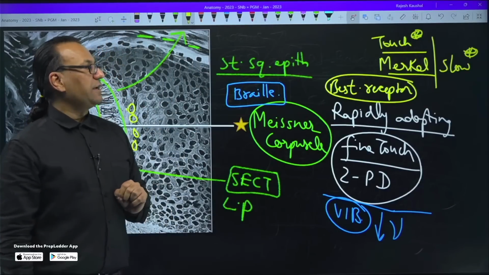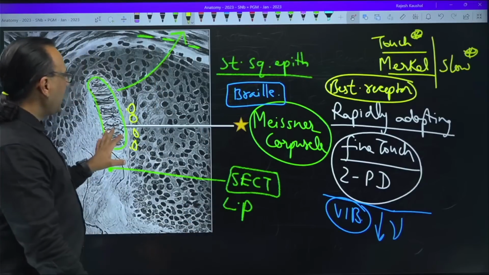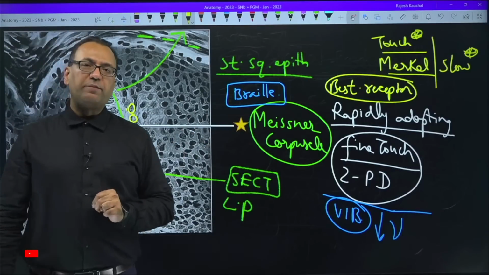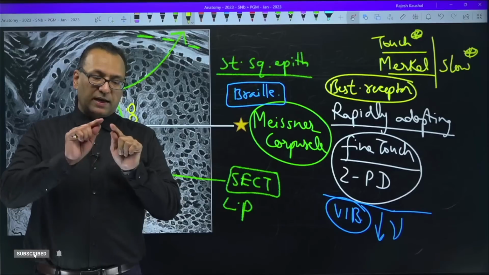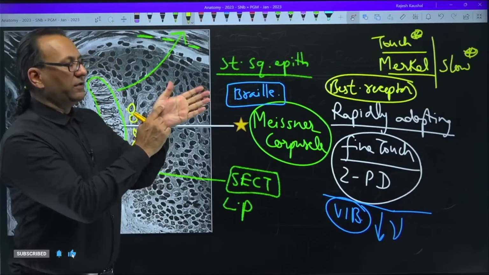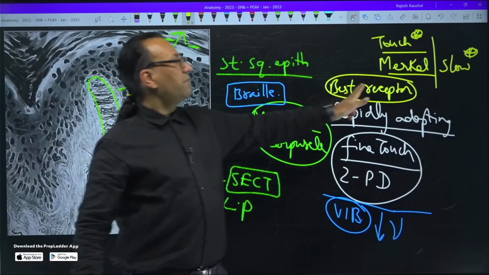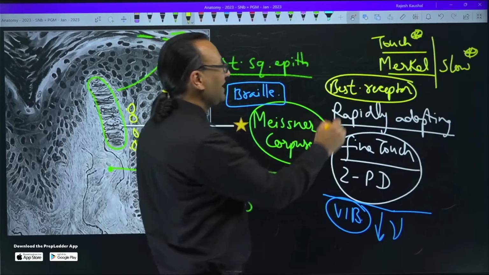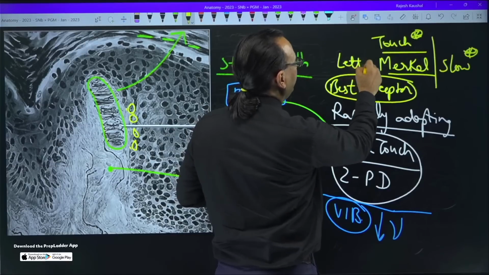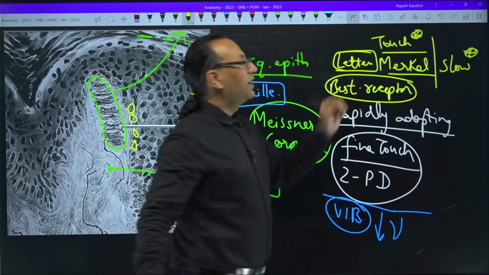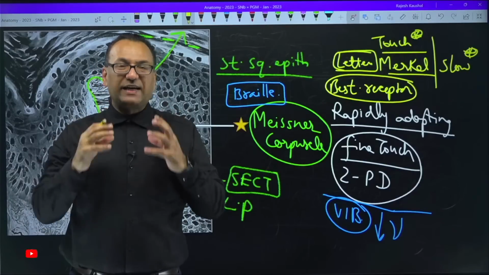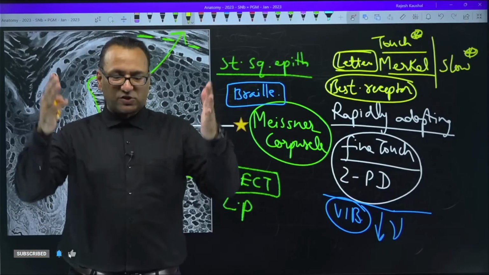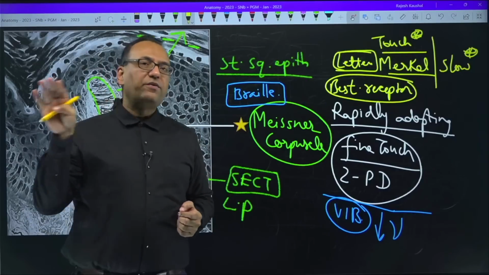If Merkel is the best receptor to read Braille, then why are you mentioning that we are using the Meissner corpuscle for reading Braille? Because you have to understand, if you want to detect the character of Braille, the best receptor is definitely the Merkel, but it is very slow. And it can help you to read the words, the letters, but it cannot actually help you read the sentences. See, what is Braille? Braille is like you want to tell a story to a blind person, and that story is a long story, so you have to read very fast.